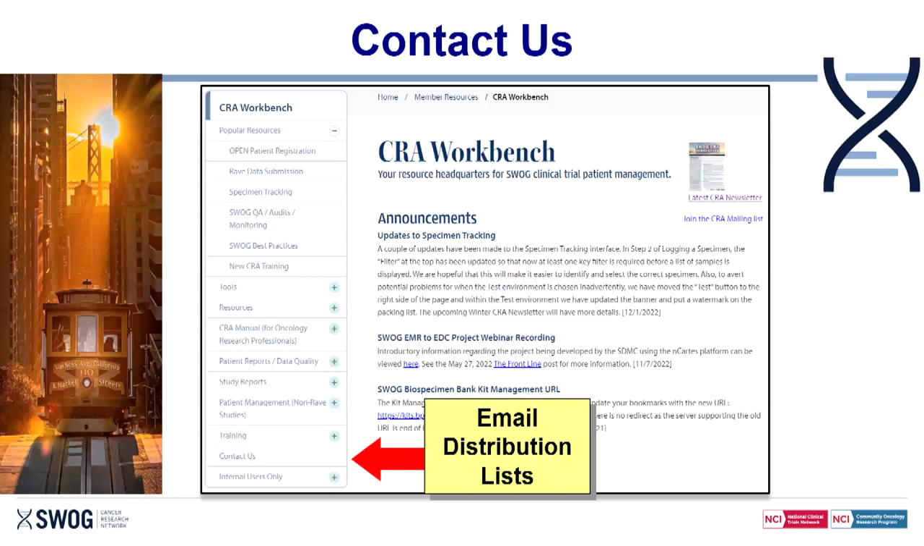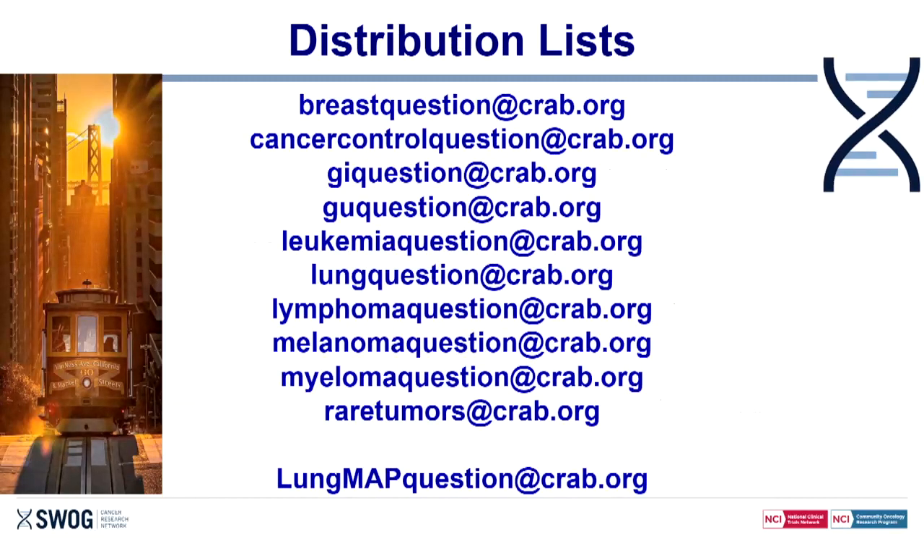And then down below here, there's a contact us link. Oftentimes, you're not sure who to address your question to. So we have a number of distribution lists that are committee specific. These reach all the data coordinators that are assigned to that committee. So even if your data coordinator for the study that you're asking about isn't available, we'll have backup data coordinators that can get back to you in a good turnaround time.